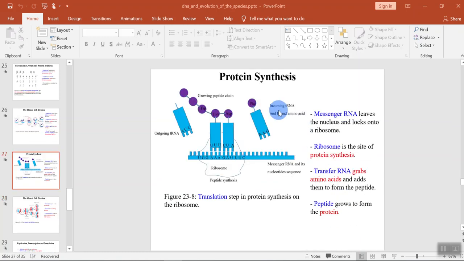So the synthesis proceeds like this. There's a translation step in the synthesis in the ribosome, where messenger RNA leaves the nucleus and locks onto the ribosome, actually on the outside of the ER, the endoplasmic reticulum. Okay, so we said the ribosome is the site for protein synthesis, right?